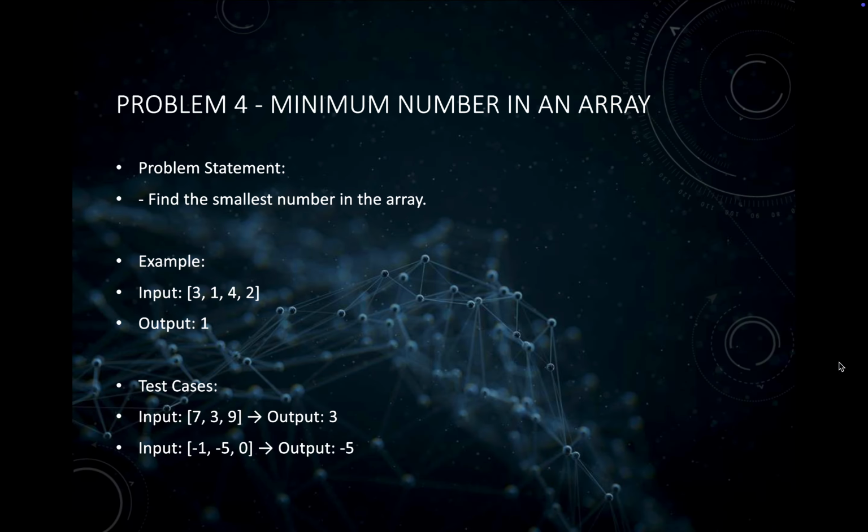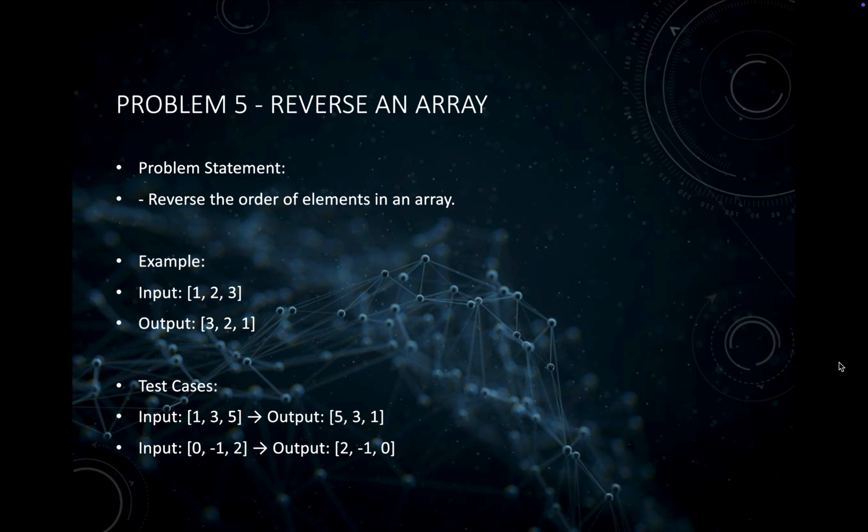So let's move forward with another problem, and I think it is the last problem of our today's session. So you have to reverse an array. Okay, so how to reverse an array? First I have to explain the problem statement. Reverse the order of elements in an array. You have to reverse the order of elements in an array. Okay, so basically 1 2 3 now becomes 3 2 1.